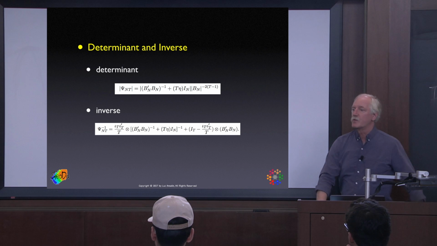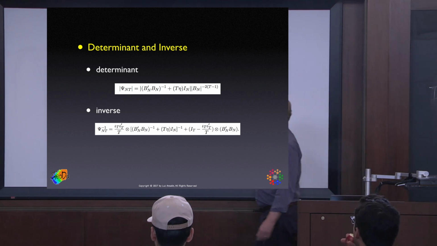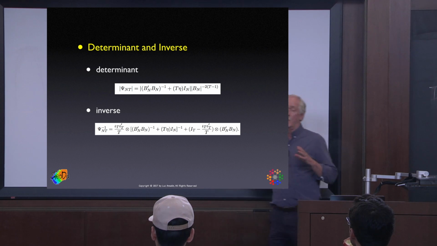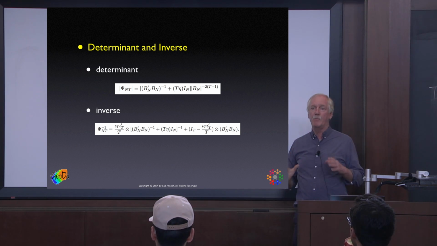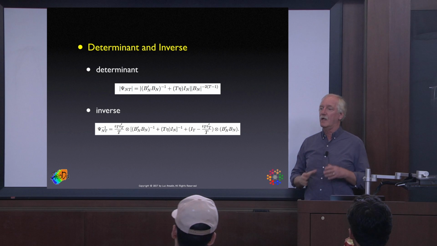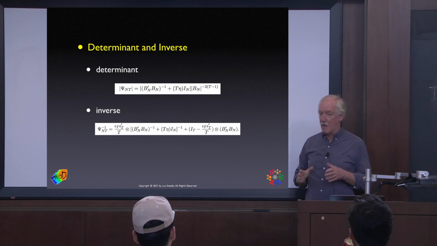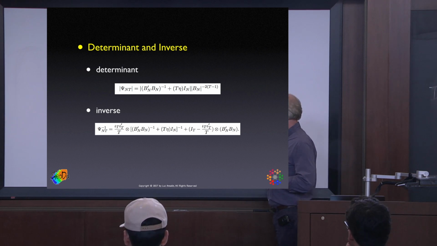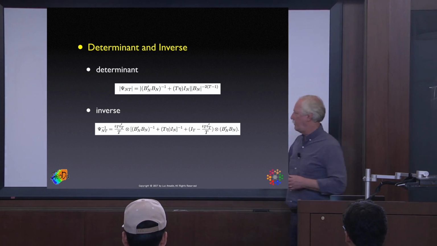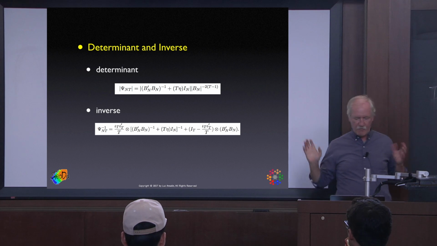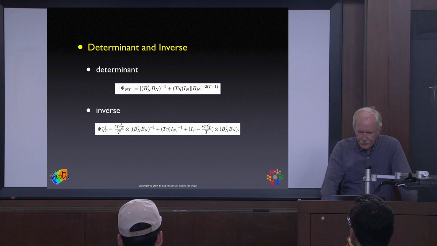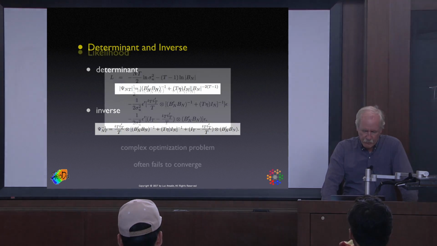You can show after a lot of algebra that the determinant does only involve matrices of dimension n by n, which is better than nt by nt, but it's still pretty bad, right? And that's why this doesn't converge readily. And then the inverse, same thing. So you can have fun and look at these equations, but at the end of the day, it may be overkill, especially with larger data sets.